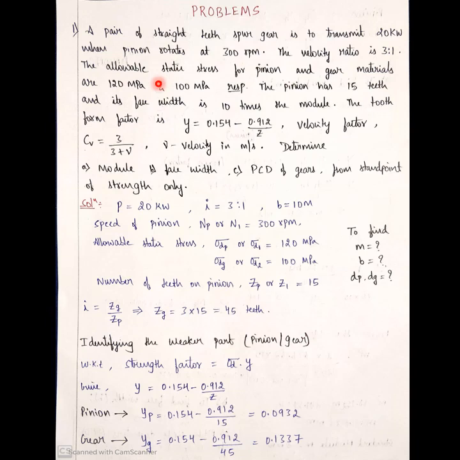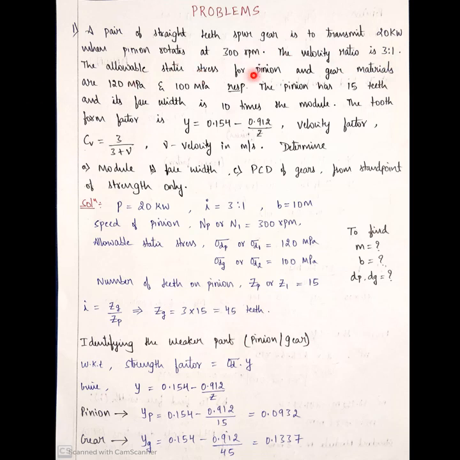So let's take a basic problem initially, just to understand how certain terms are involved in solving the problems. Okay, this one. A pair of straight teeth spur gears is to transmit 20 kilowatt when pinion rotates at 300 rpm. So he has given the speed of the pinion. The velocity ratio is 3:1.